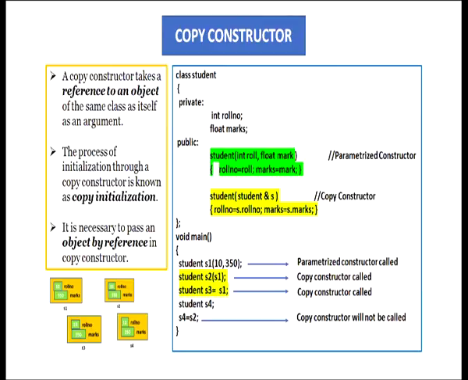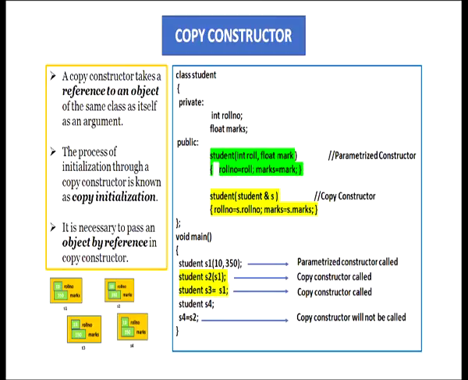Now, the next statement is student S2, and within braces we are writing S1. In this case the parameter is an object itself. So, the copy constructor will be invoked, and S1 and s, you can see in the copy constructor, will share the same memory, and the data of S1 is used to initialize the data members of S2. So, roll number will get the value 10 and marks will get the value 350.